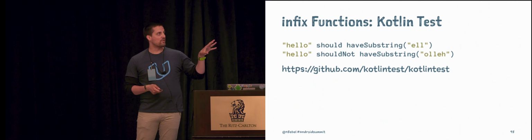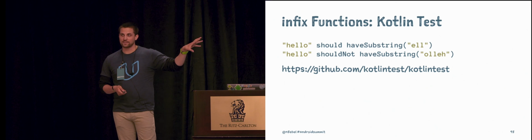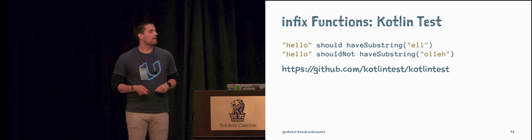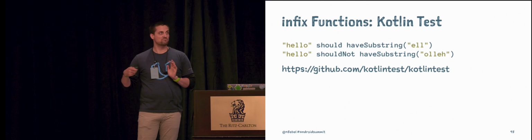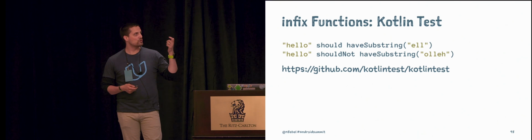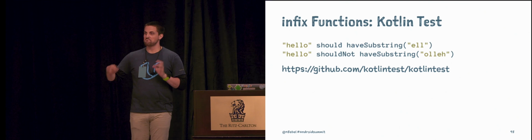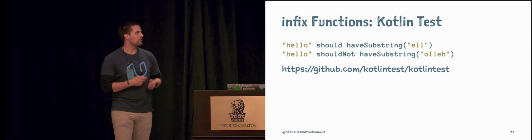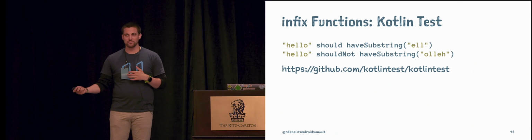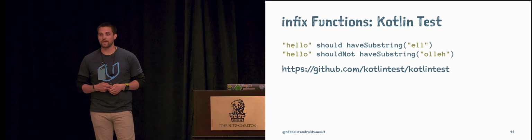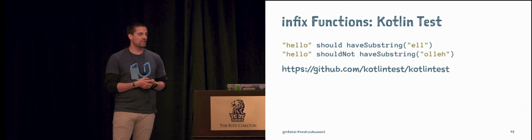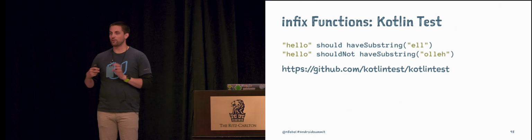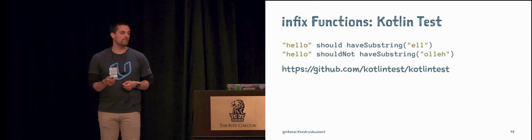One really nice example of that is the Kotlin test here. You see we have infix notation, or infix functions, that allow us to write tests that just make sense. So saying hello should have substring, it's very clear to see what is being tested and what should be correct. Again, hello should not have substring, also very clear to understand. So if you have this type of logic in your app and you want to write it in such a way that's very easy to understand and reason about, you might be able to get that with infix functions.